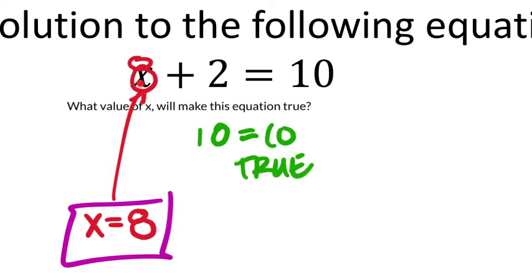Now, again, this means if you replaced x with anything but 8, you get a false statement. You get, like, if you replaced x with 9, 11 equals 10. That's not true anymore. Okay? And that's what an equal sign is. It's a comparison between expressions. You could say values if you'd like.